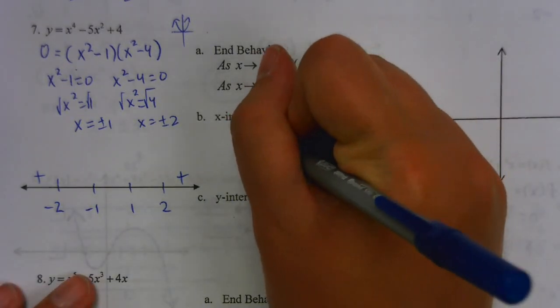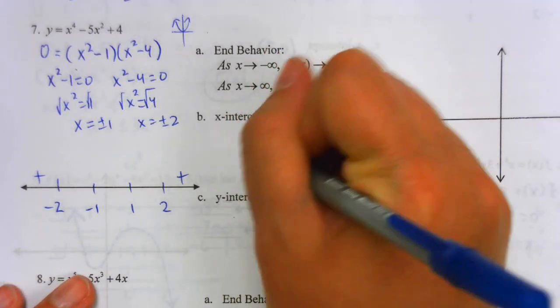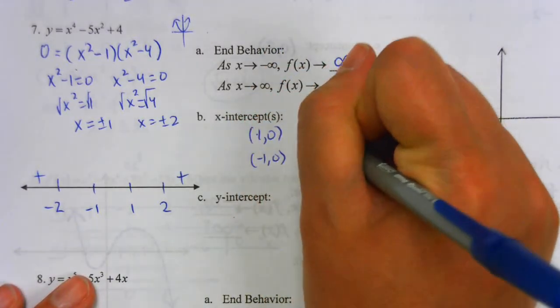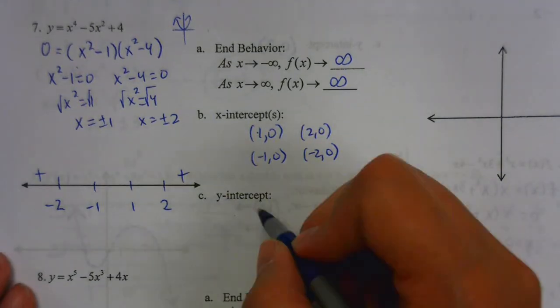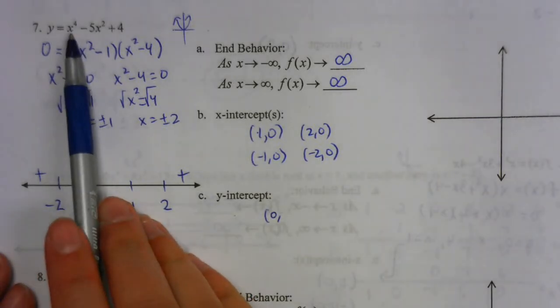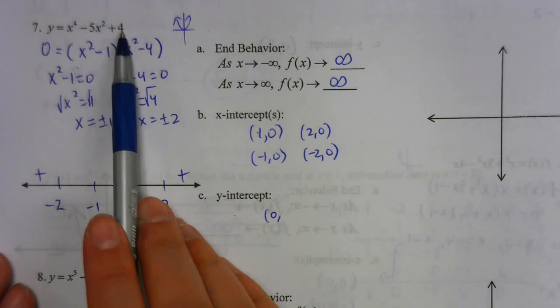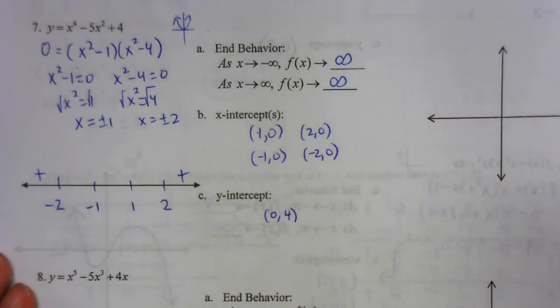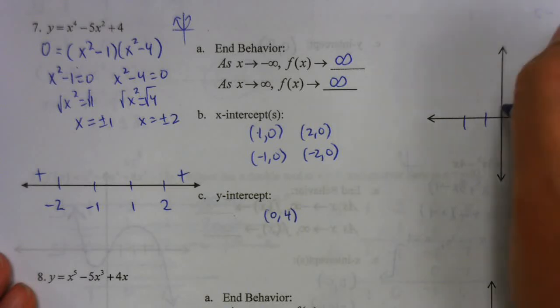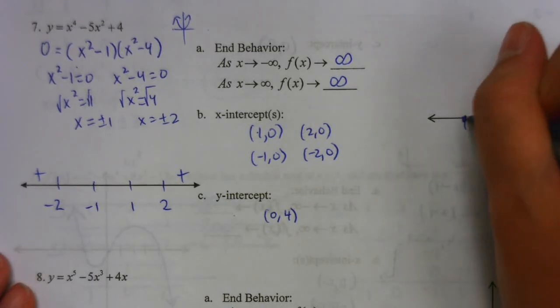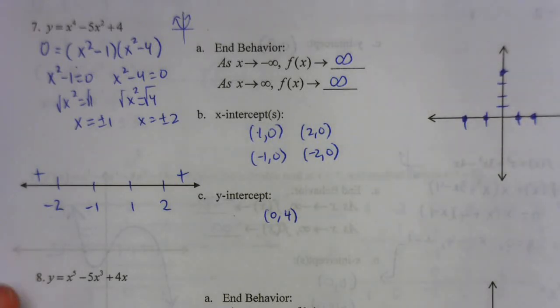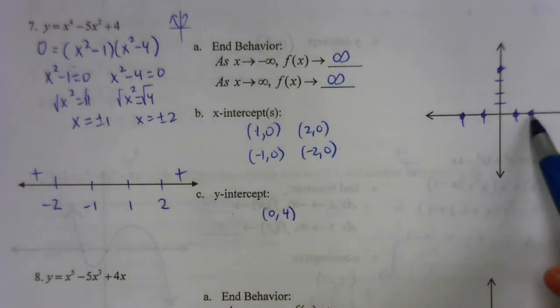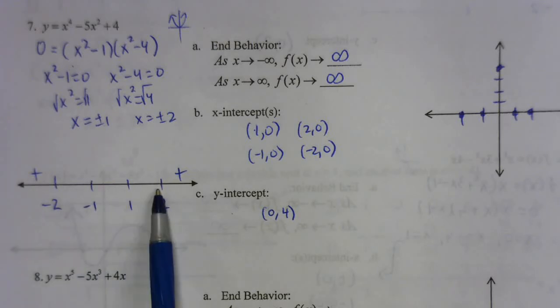My x-intercepts, I have (1, 0), (-1, 0), (2, 0), and (-2, 0). And my y-intercept, again, I substitute in 0. So we have 0 minus 5 times 0 plus 4. So our y-intercept is going to be at 4. Put all these zeros in here. And we know, again, because it is a 4th degree polynomial, that the end behavior is going up. So from here and here, we're going to be going up. But let's find out what's happening in the middle with our sign chart.